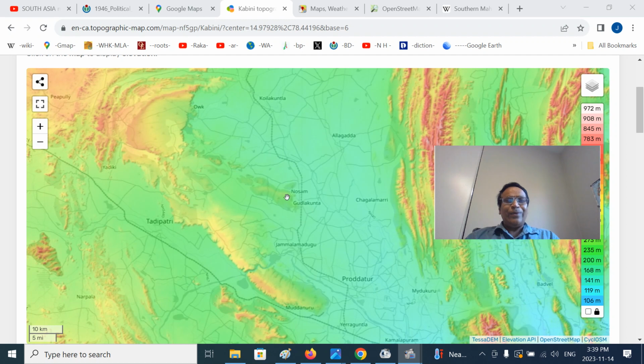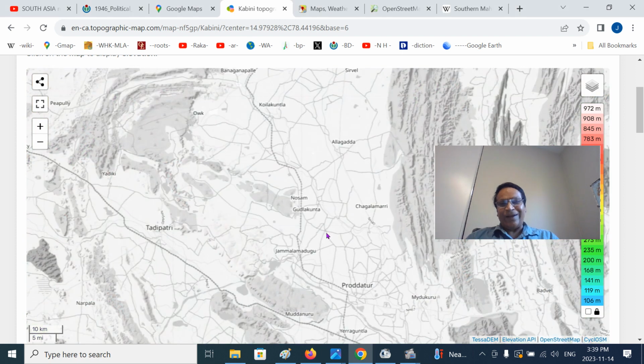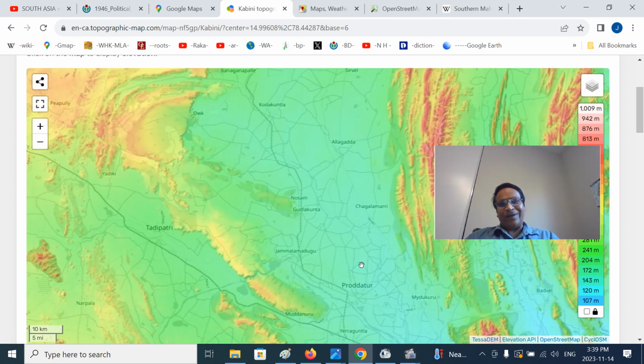We can see the difference. Why is it that important? If you understand the geography, you can understand our politics, economy, civics and so on. The railway line that was recently built from Erraguntla.